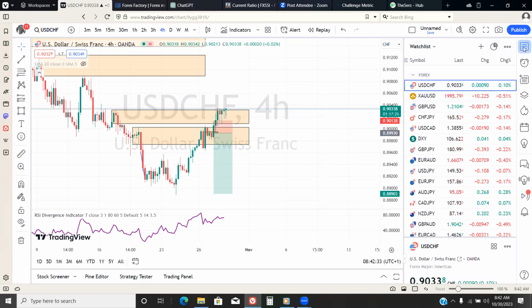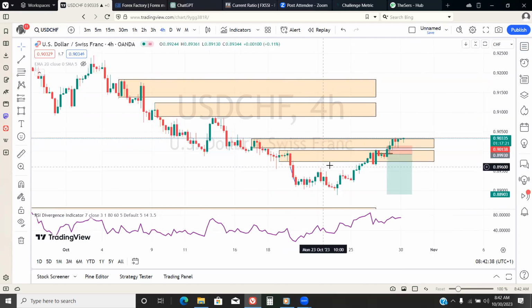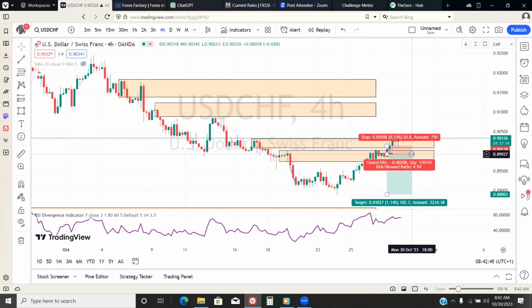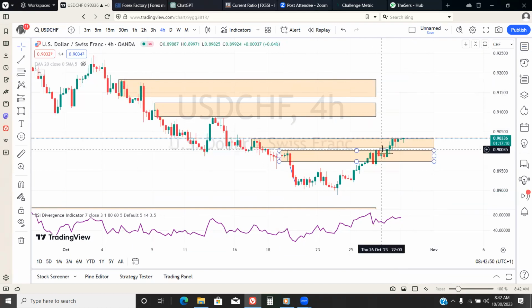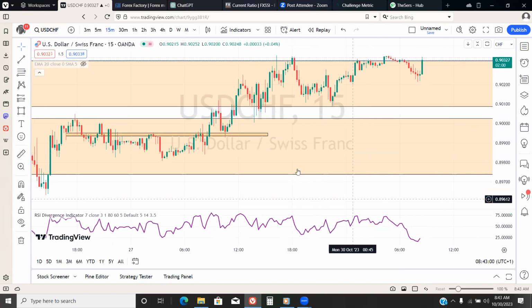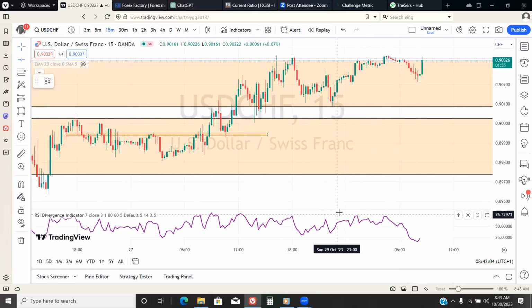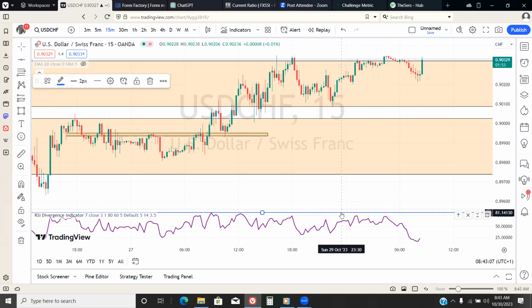On USD CHF last week, I told us that when they come to this region, I'll look for opportunity, which they came to, and they said, we are not ready to move. We still want to push to another market maker footprint, and they are already at a good market maker footprint. We can all see clearly that they are trying to create a good market maker footprint pattern.